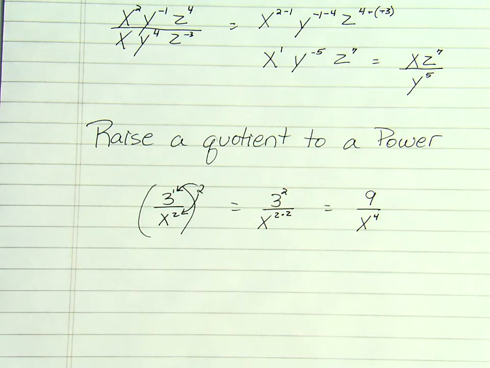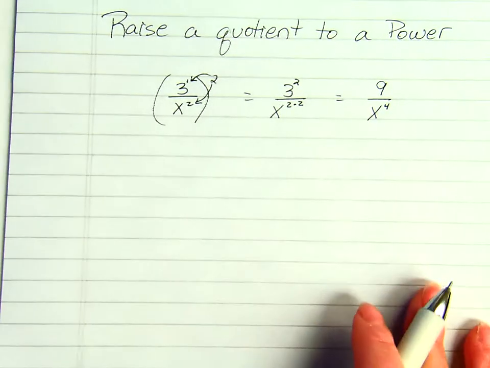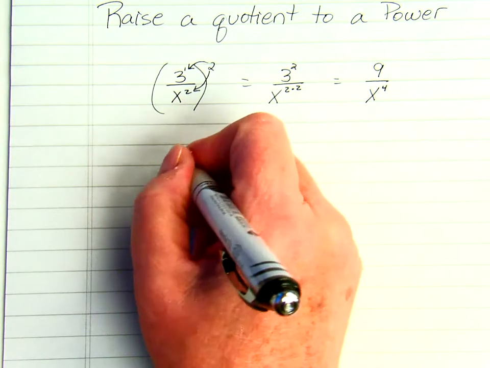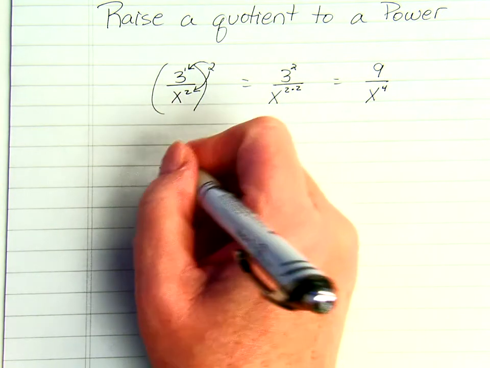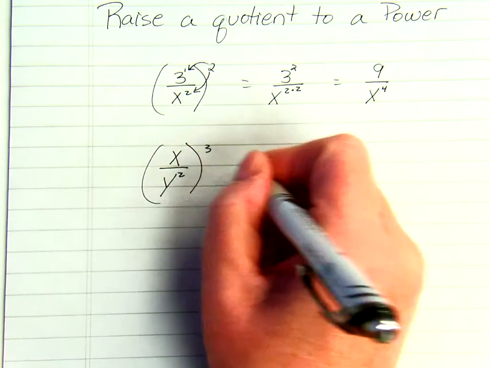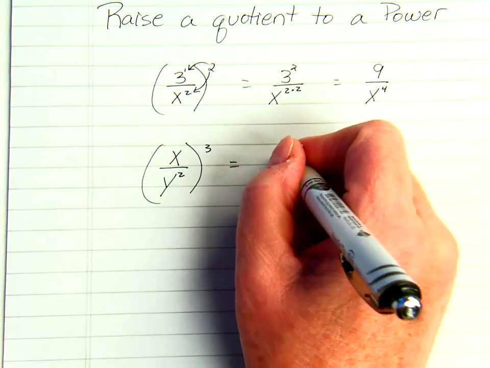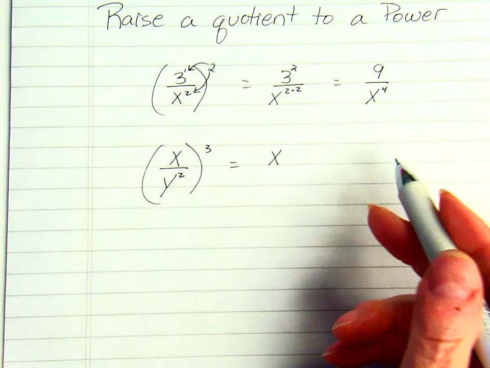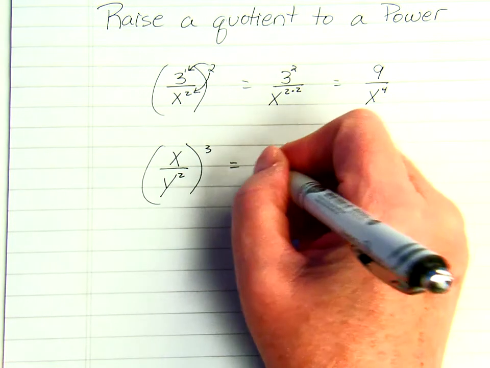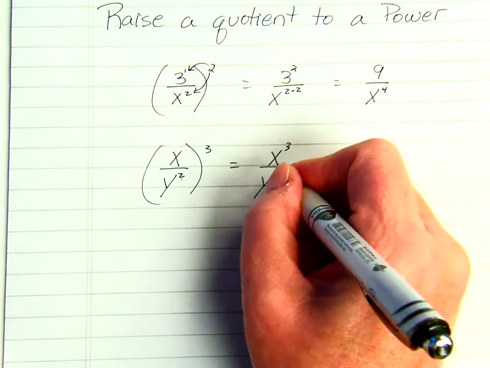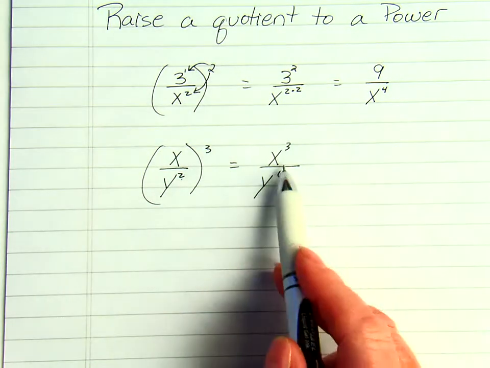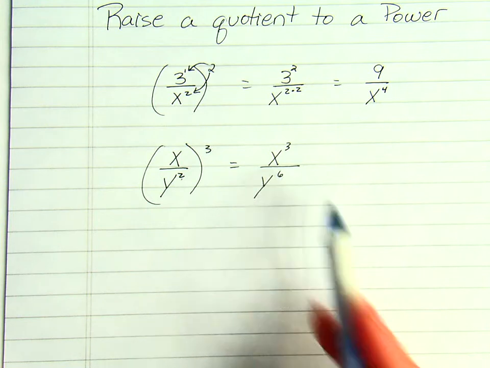So let's look at another example. Keeping it simple at first, we've got x over y squared, and we are cubing this. So this is going to be x to the 3 times 1, which is the power of 3, over y, and it's 2 times 3, which is 6. So x cubed over y to the 6th.